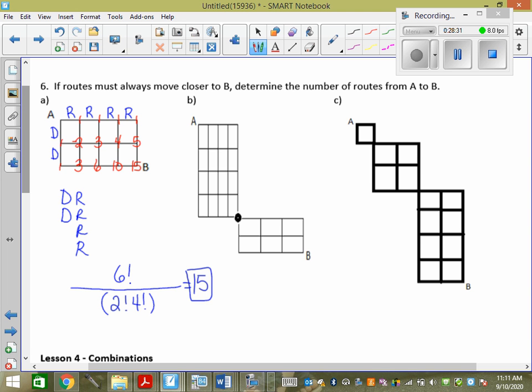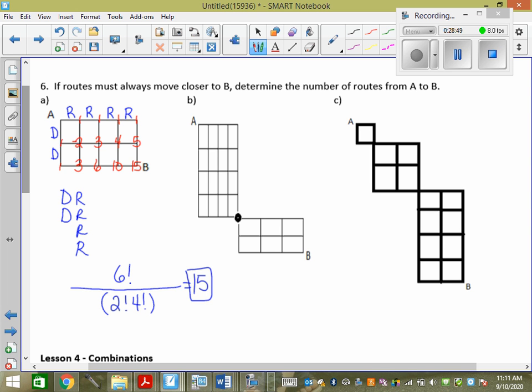So for these ones, we're going to do this pathway separately, and we're going to do this pathway separately, and then we have to decide, are we going to multiply or add our answers? Well, multiplication goes with and, addition goes with or, right?